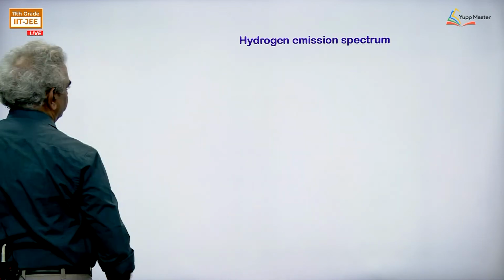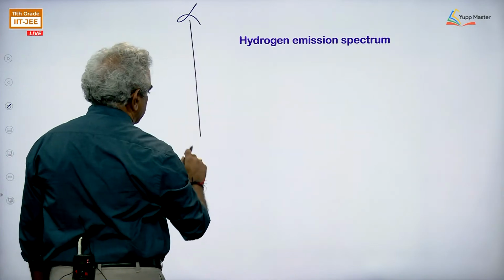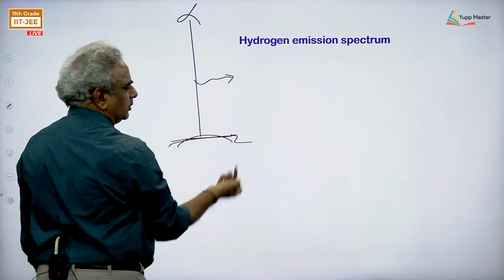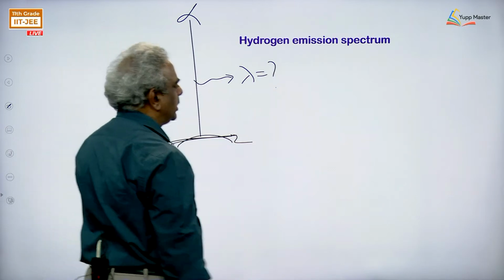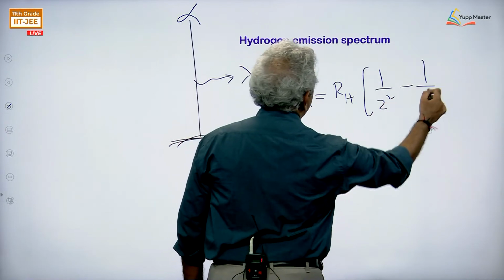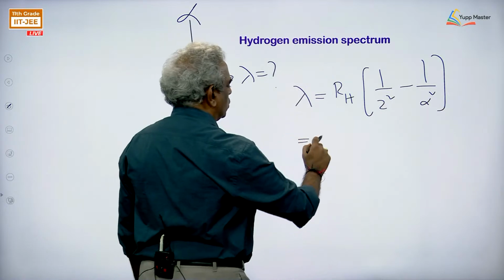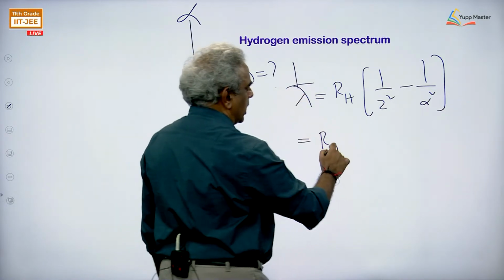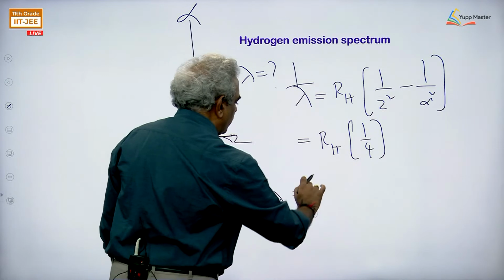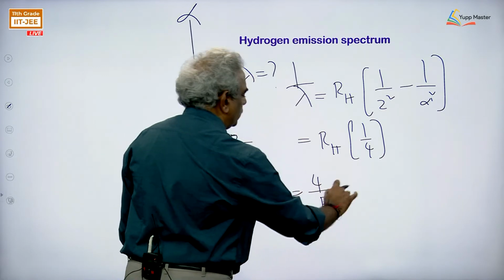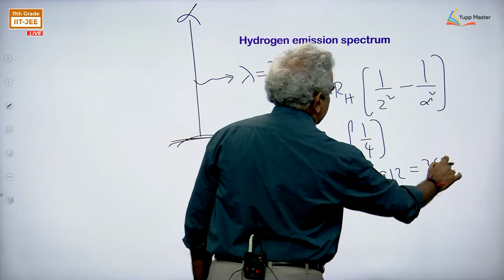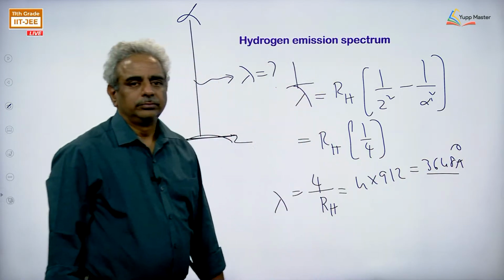So, my dear students, suppose a free electron is falling into the second state of hydrogen atom. So, what will be the wavelength of the radiation? What is lambda? How to calculate lambda? 1 by lambda is equal to RH into 1 by second square minus 1 by infinity square, and this is going to give me 1 by lambda, RH into, this is 0, 1 by 4. So, what is lambda? 4 by RH, so 4 into 912. That gives me how much? 3648. This is visible light, somewhere around violet.